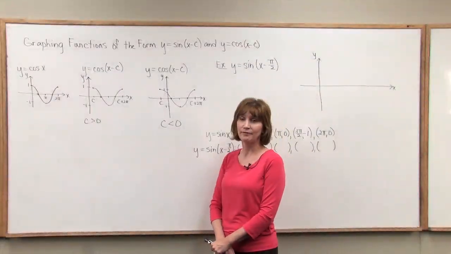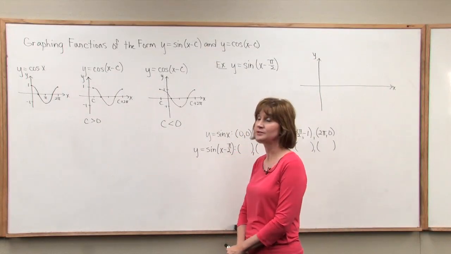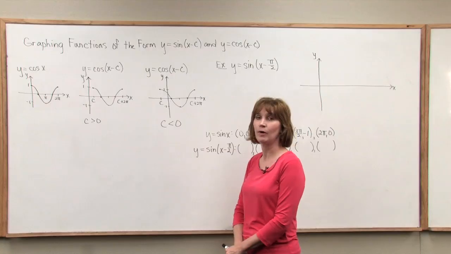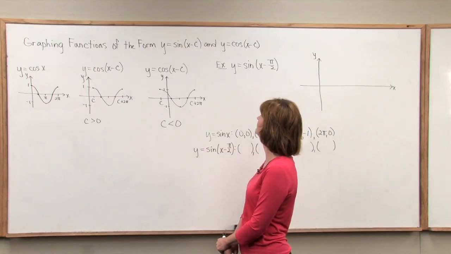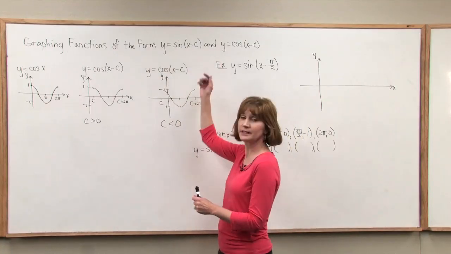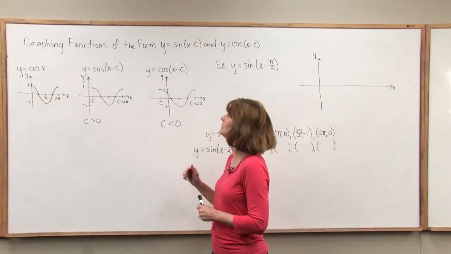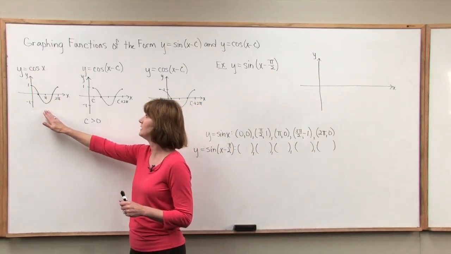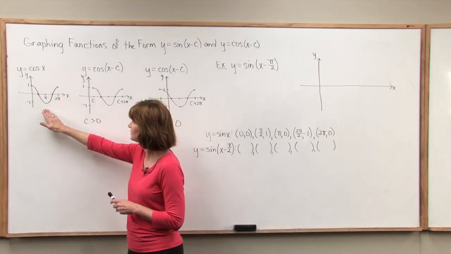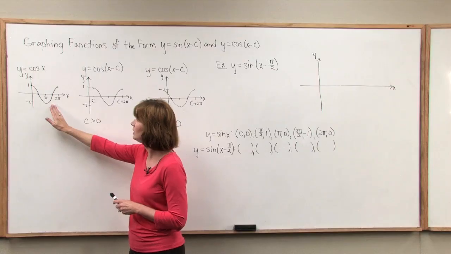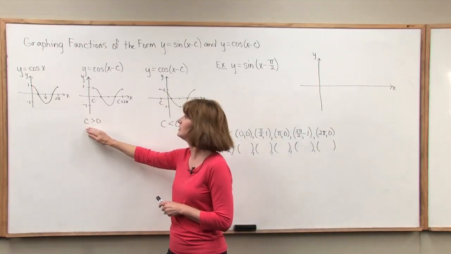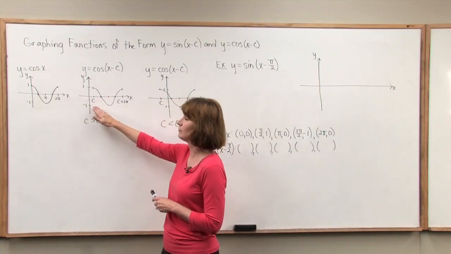Let's take a look at graphing functions of the form y equals sine (x minus c) and y equals cosine (x minus c). In these forms, c shifts your graphs horizontally to the right or the left. Let's look at our basic cosine curve. We know what it looks like. The period is 0 to 2 pi. So if c is positive, it's going to take our graph and shift it to the right c units.